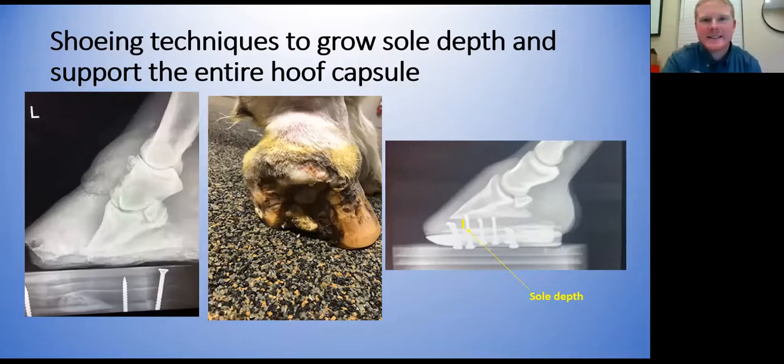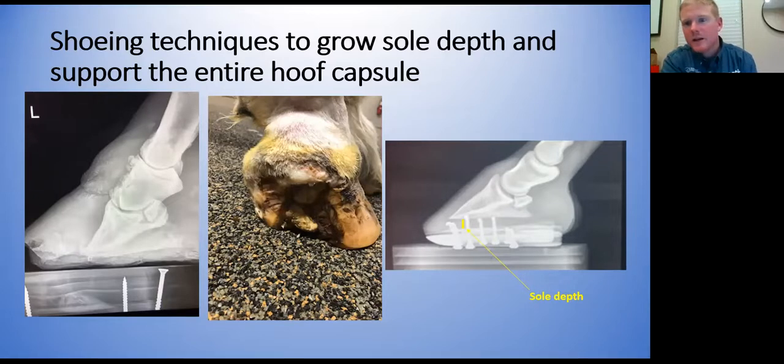So, shoeing techniques to grow and to support the entire hoof capsule. The image on the left is the chronic laminitis horse. The image in the middle is actually a keratoma out of a draft horse. And so then you have a 2,500 pound draft horse that needs to have its foot supported. Those are very important things. Knowing that you have to resect all that hoof wall, you have to have a well-balanced hoof. So that's another area to think about, and these are the shoeing techniques.